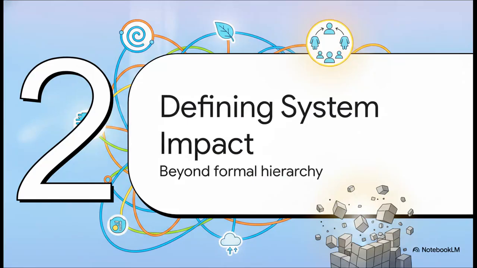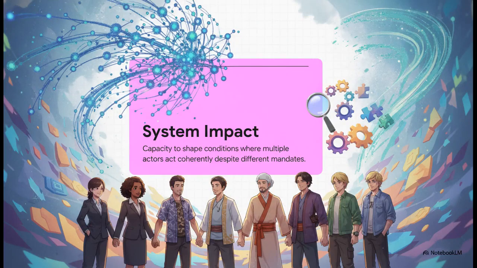Moving on to Section 2, defining system impact, moving beyond formal hierarchy. To actually bridge that execution gap we just talked about, and to tackle massive modern complexities like a cross-agency digital rollout or global climate resilience, we need a completely new paradigm. System impact isn't just another corporate buzzword. It's the capacity to shape the conditions where multiple actors can act coherently, even when they have totally different mandates, cultures, and constraints. So leadership is no longer just directing your immediate staff. It is actively shaping the collaborative environment itself.